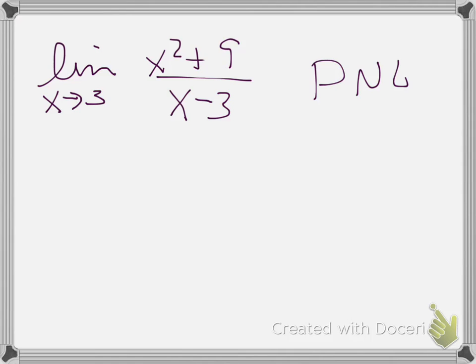We get x squared plus 9 over x minus 3. This limit does not exist, right? Because this becomes 18 over 0. That limit does not exist.